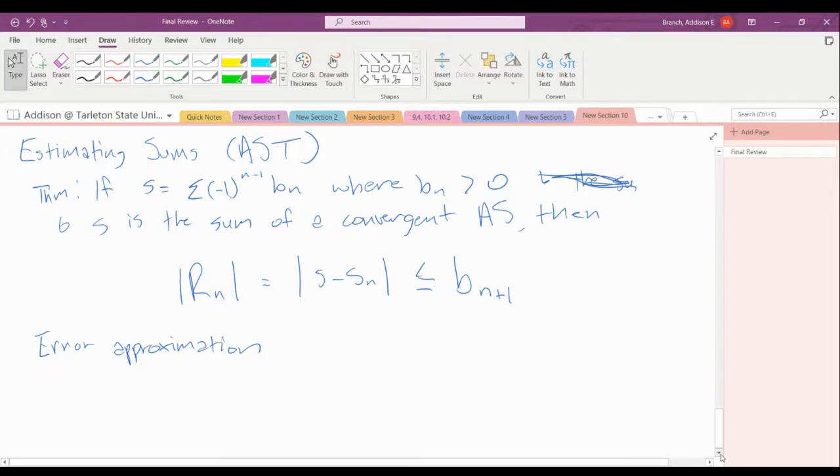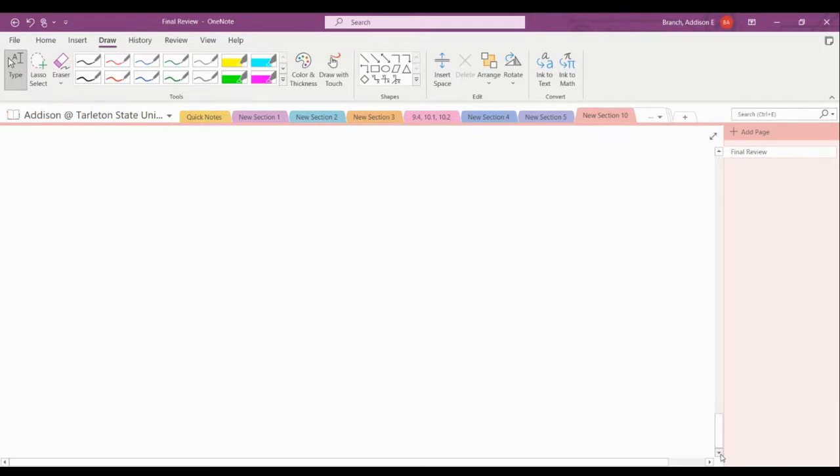So let's go ahead and move on to section 11.6. So section 11.6 is going to be covering ratio and root tests. Before we cover that, we need to do a quick review. We've introduced new terminology in this section, so absolute versus conditional convergence.